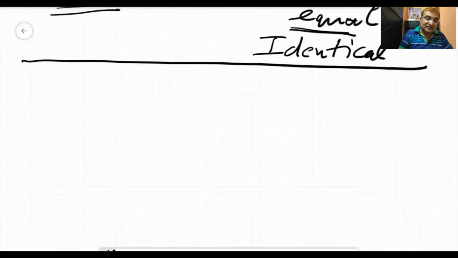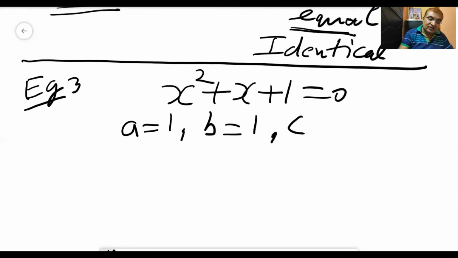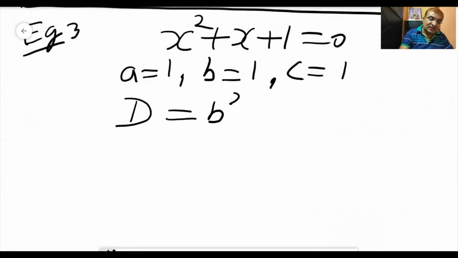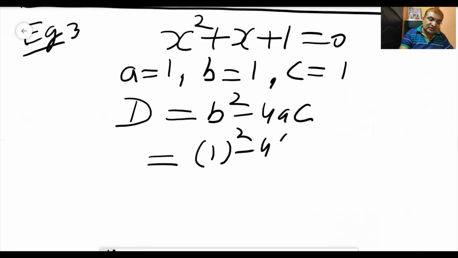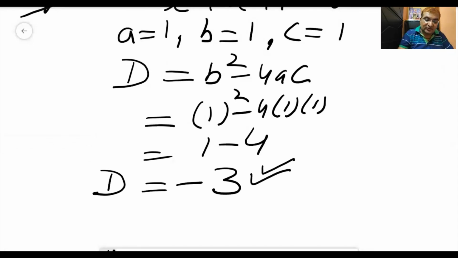Now there can be a last situation. Please concentrate. This is the third kind of situation. The third example we'll take. In that case, let us say we have x square plus x plus 1 is equal to 0. Now in this situation, here a is 1, b is also 1, and c is also 1. And we calculate d. Very similarly to the earlier methods, d will become 1 square minus 4 into 1 into 1. So 1 square is 1, 4 into 1 into 1 is 4. So 1 minus 4 is minus 3. That is the new point.